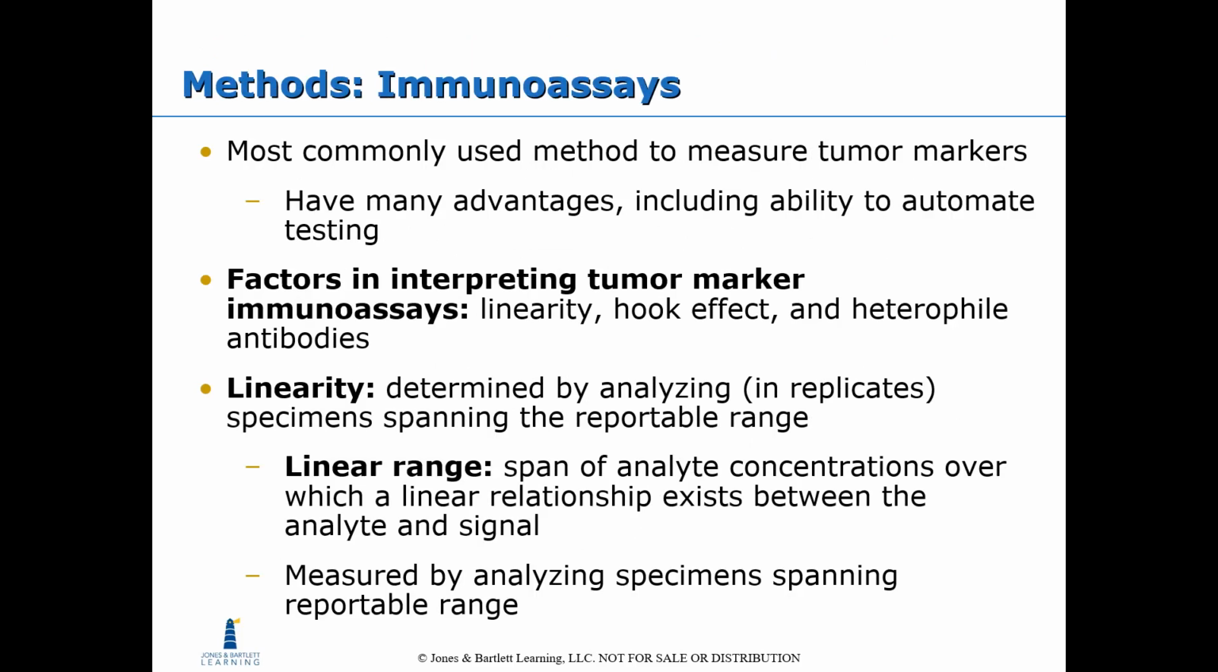Immunoassays are the most commonly used method to measure tumor markers. They have many advantages, including the ability to automate testing. Factors in interpreting tumor marker immunoassays: linearity, hook effect, and heterophile antibodies. Linearity is determined by analyzing in replicates specimens spanning the reportable range. The linear range is a span of the analyte concentrations over which a linear relationship exists between the analyte and signal, measured by analyzing specimens spanning the reportable range.